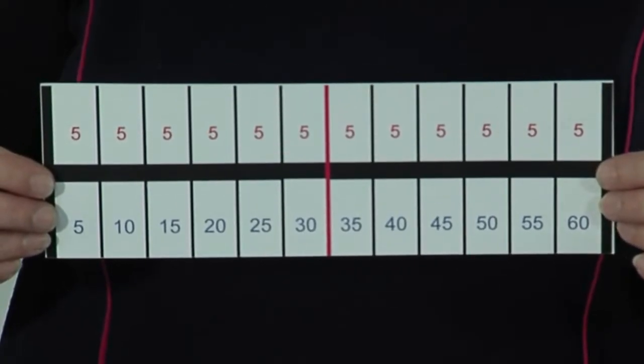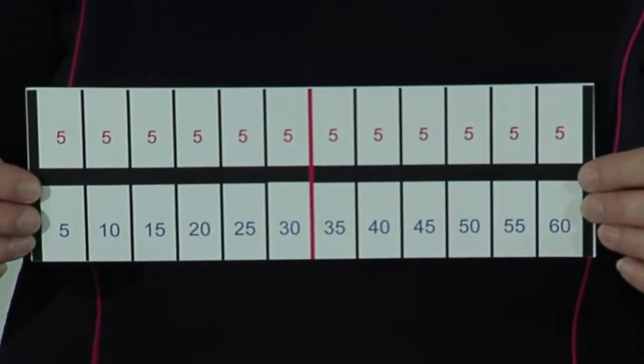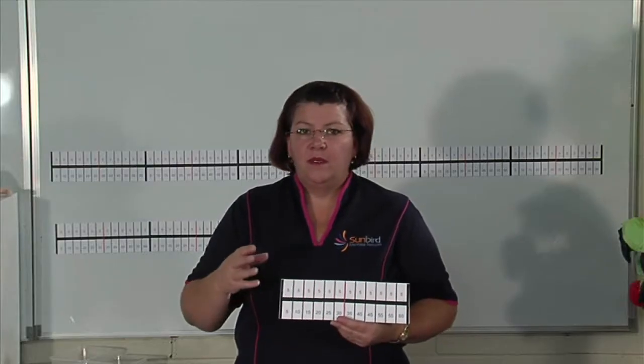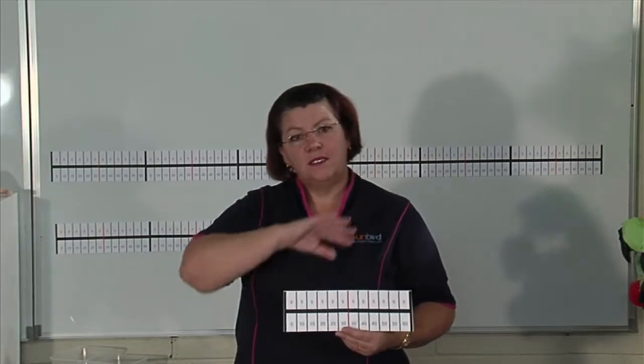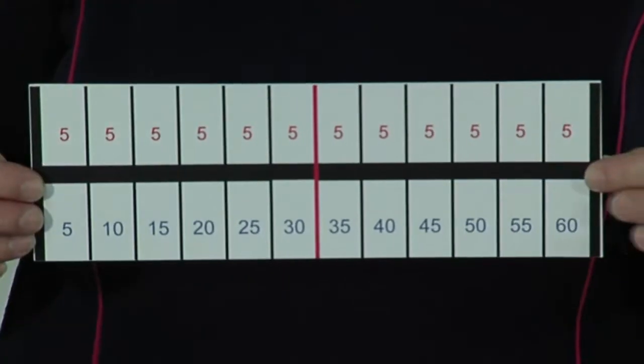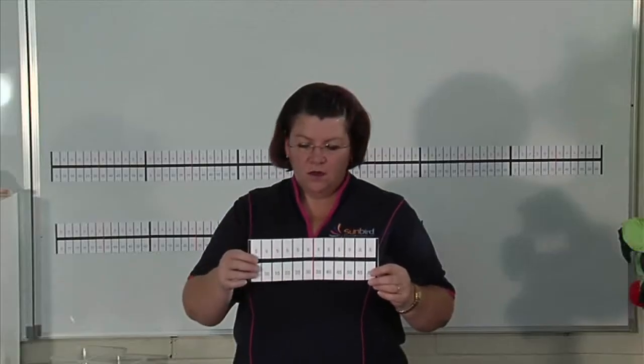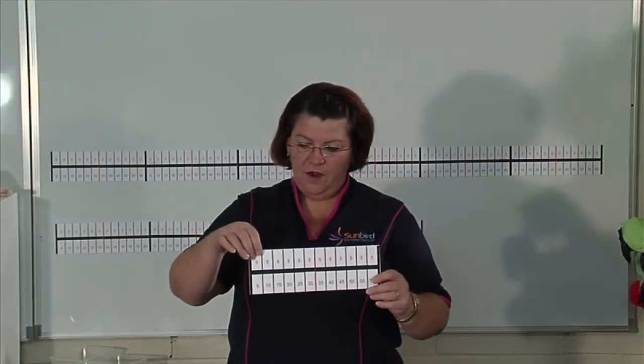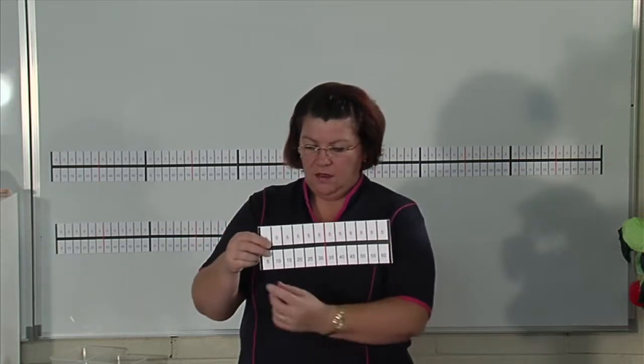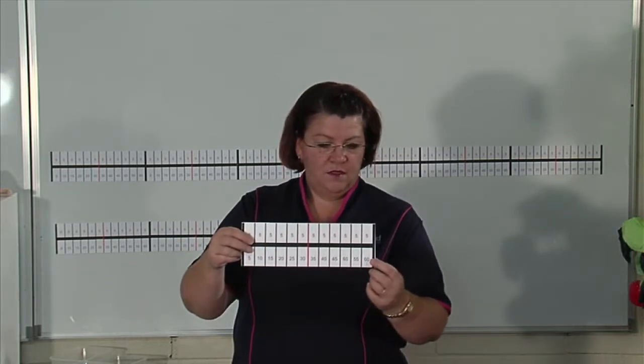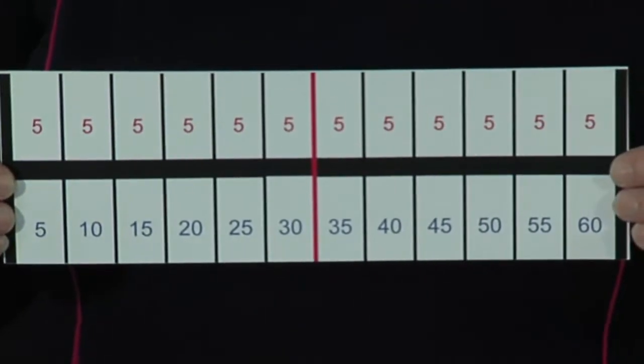The resource is made up of lots of blocks of time, where children might be used to looking at a clock face and seeing that round visualisation. We've actually straightened it all out and we've broken it down to 5-minute blocks on the top and counted along in fives to represent the 60 minutes on the bottom.